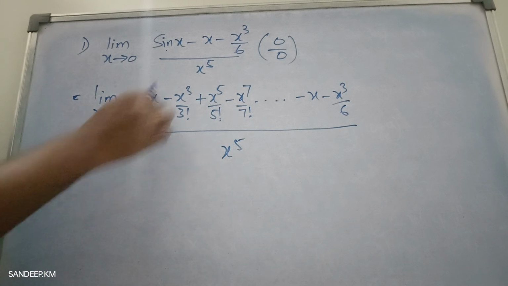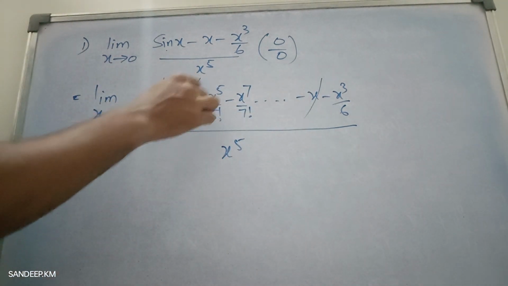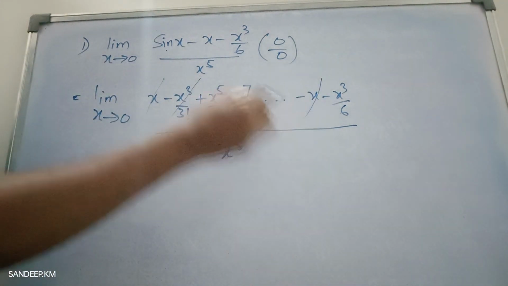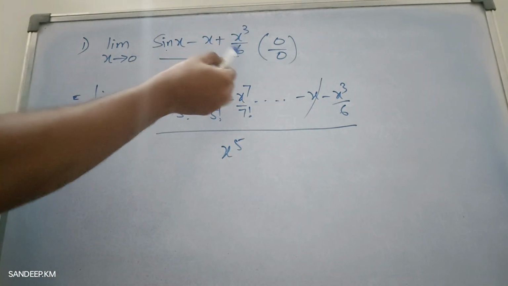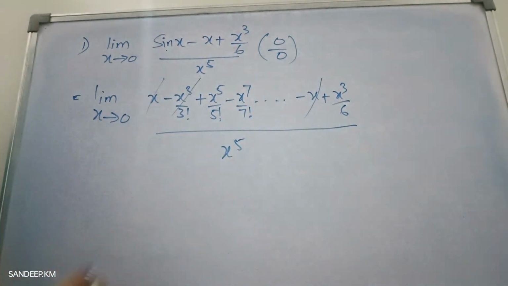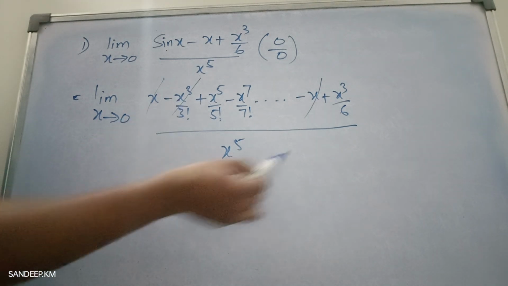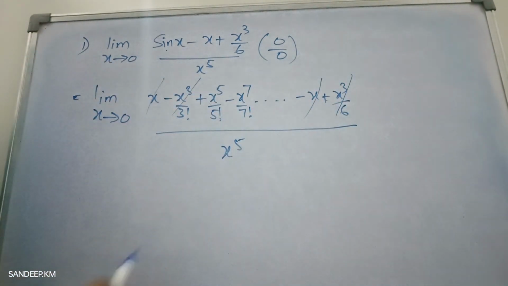Okay, dear students, plus x and minus x cancels. Minus x cube by 6. I'm sorry, this is plus here. Okay, now a small change in the question. This is plus x cube by 6. Make a change. So minus x cube by 6 and plus x cube by 6 also will get cancelled.